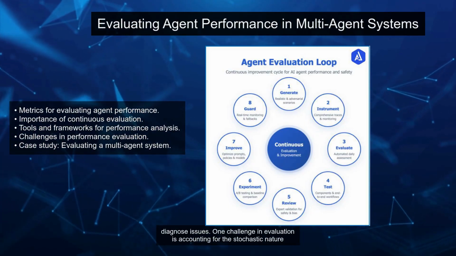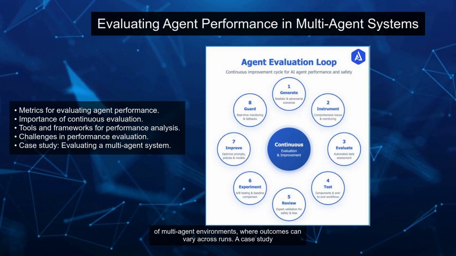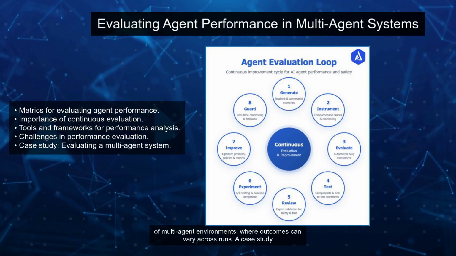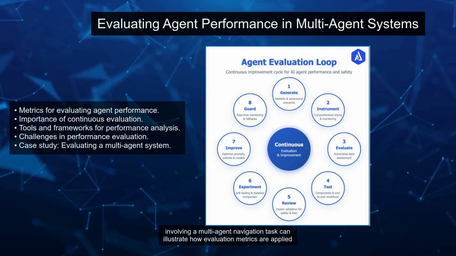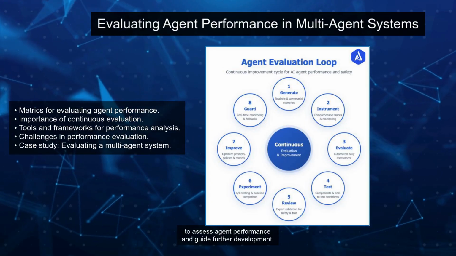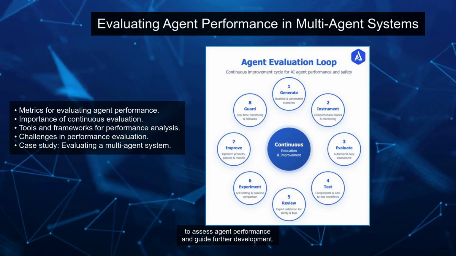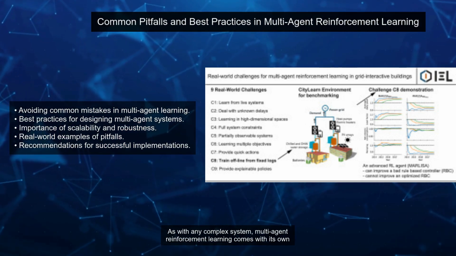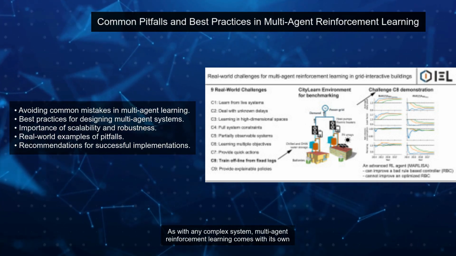One challenge in evaluation is accounting for the stochastic nature of multi-agent environments, where outcomes can vary across runs. A case study involving a multi-agent navigation task can illustrate how evaluation metrics are applied to assess agent performance and guide further development. As with any complex system, multi-agent reinforcement learning comes with its own set of challenges.